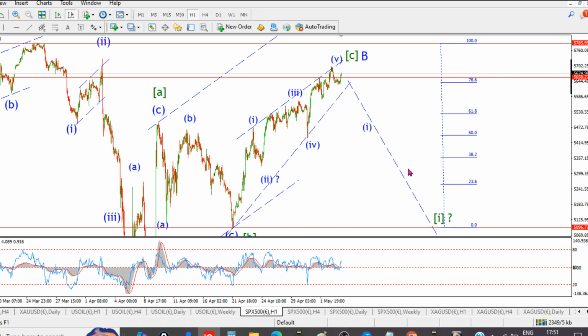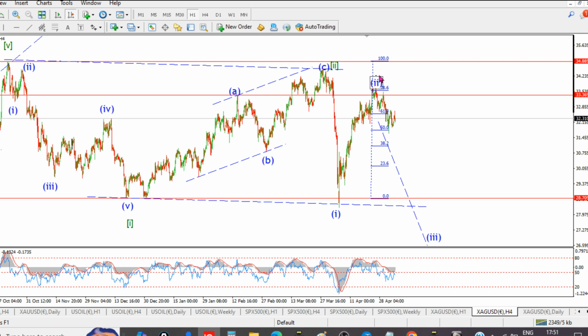But I think, suffice to say, we're close enough to the top of wave B, this larger wave B in blue here. And we've got 3 waves up to a lower high. I think we're probably on time for a reversal down into wave C. So let's see how that goes this week.